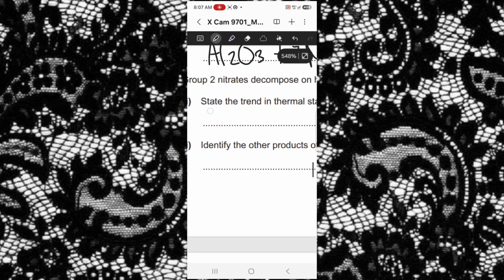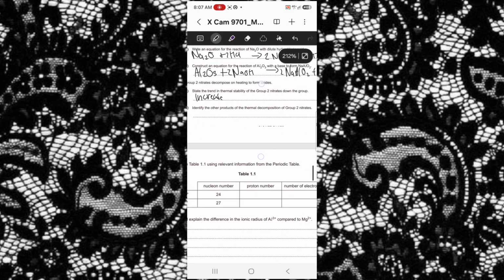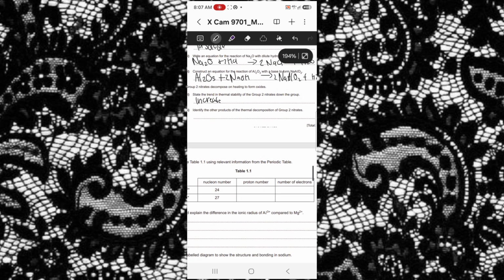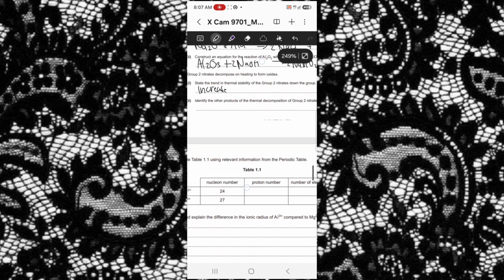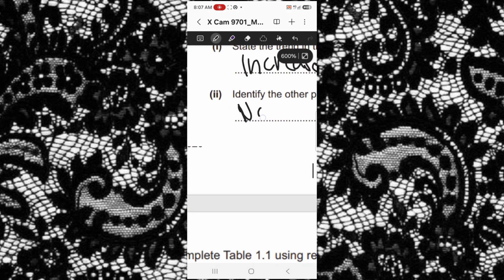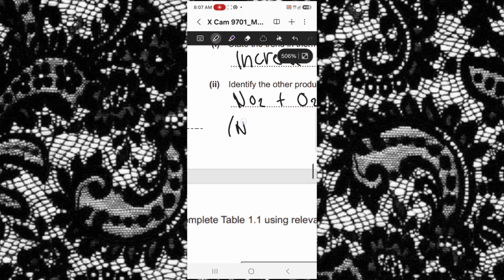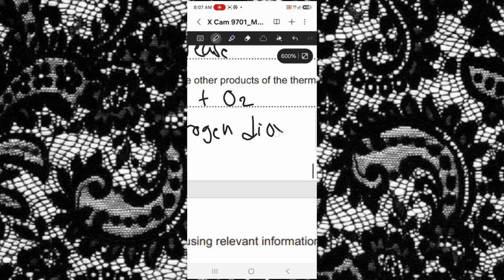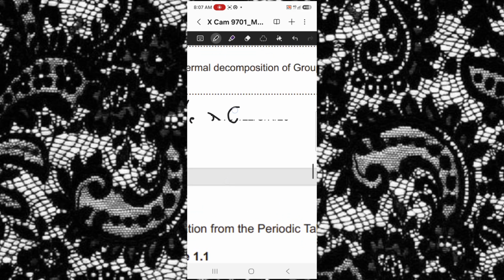And next, state the trend in thermal stability. It's increased because of thermal stability in nitrates. Identify the other products of thermal decomposition. Thermal decomposition gives NO2 plus O2. NO2 is nitrogen dioxide and oxygen.